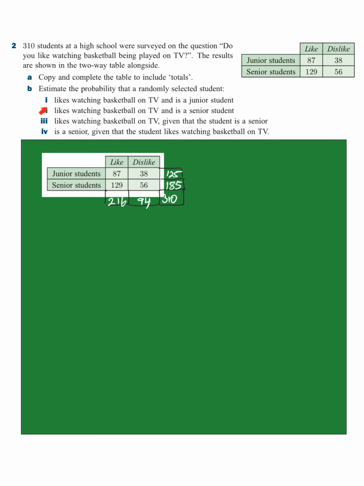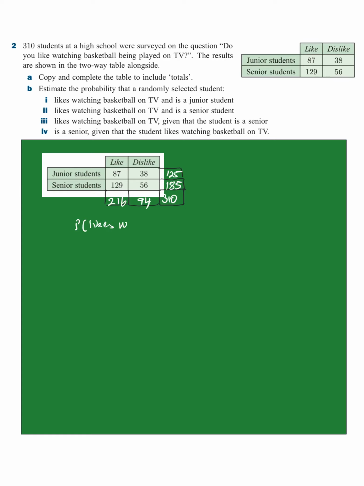Okay, so 1B, 1B1. Likes watching basketball on TV and is a junior student. So junior students are here, that's 87, and it's a randomly selected student. Now when you see randomly selected student, and there's no term like given that, we just use this total number each time. So it's going to be 87 on 310. Let's try that.